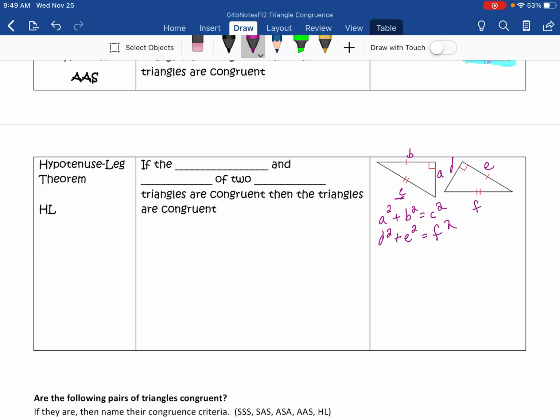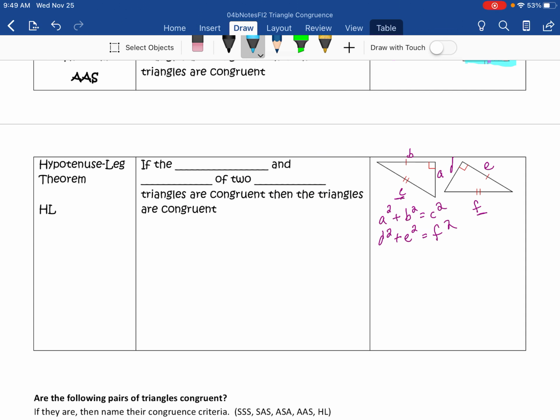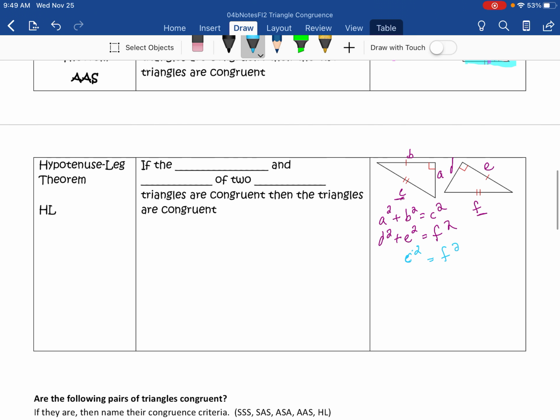Now we know that C and F are congruent to each other, sorry, so I know that C squared must be equal to F squared, okay? Which means that A squared plus B squared must be the same thing as D squared plus E squared. So I also know, kind of in the spirit of the other things, that B is congruent to E, so I know that B squared must be equal to E squared.